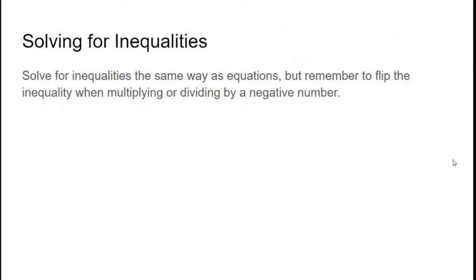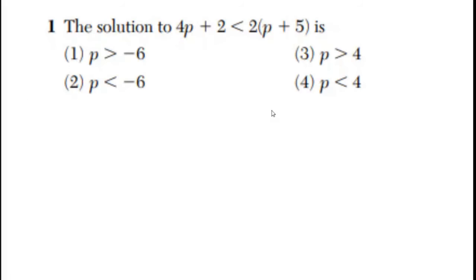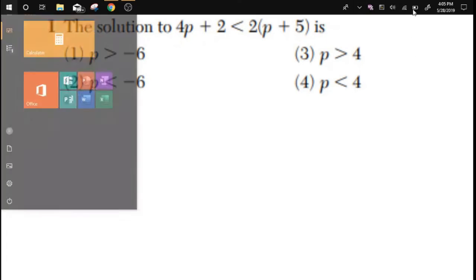Now, solving for inequalities. When you solve for inequalities, it's just the same thing as solving for equations, but you just need to remember that when you're multiplying or dividing by a negative number, you need to flip the inequality sign. And now let's look at this one. This was the first question on the June 2018 exam.